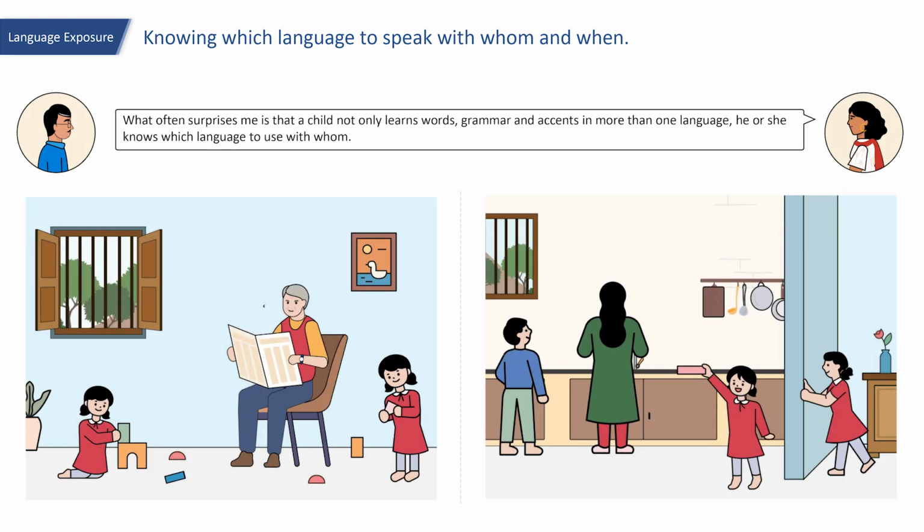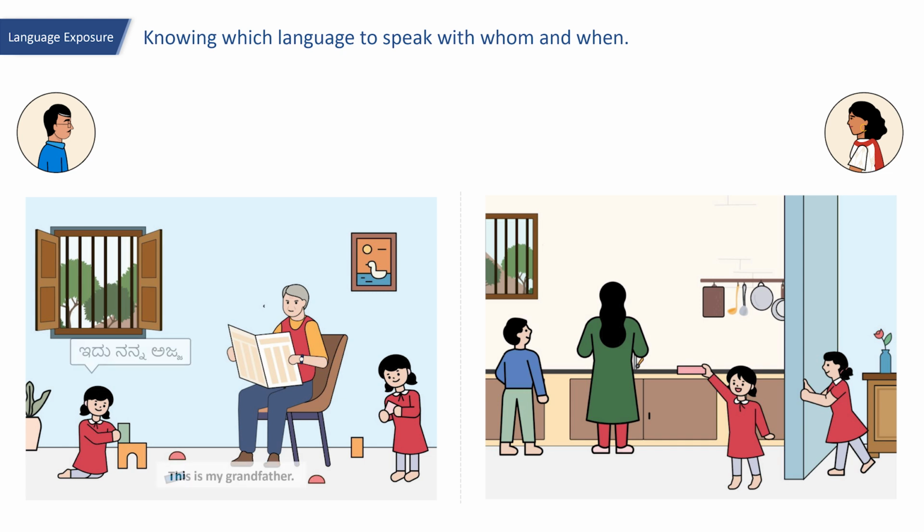What often surprises me is that a child not only learns words, grammar, and accents in more than one language, he or she knows which language to use with whom. Absolutely. Multilingual children can not only speak in the right language with the right person, but also the right variety within a language.